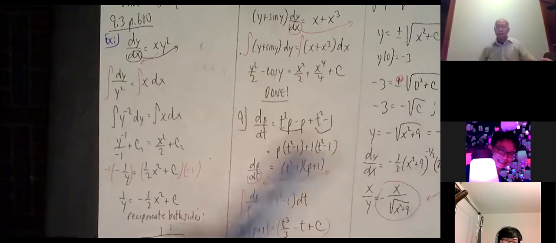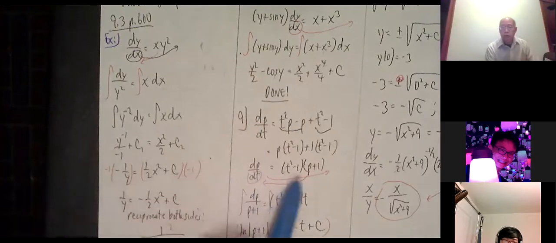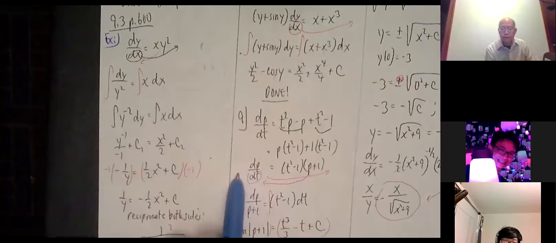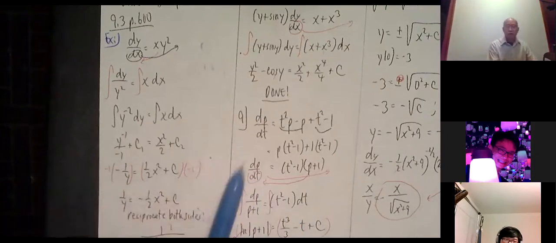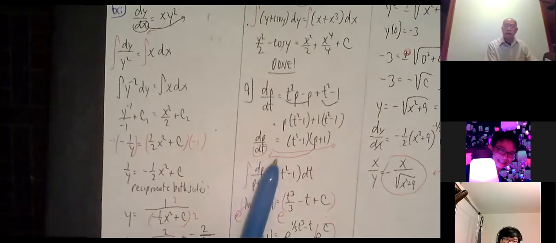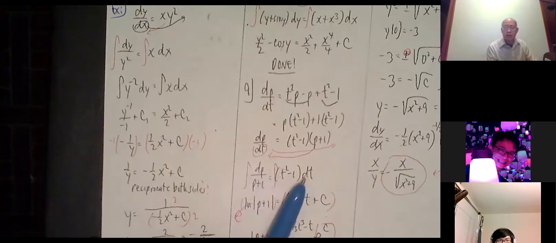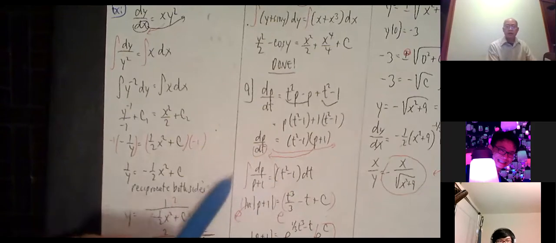Now I can separate. Okay, so p is like y, so I'll put it all over here. So divide by p plus 1, multiplied by dt. Right, so multiply by dt, it comes here. Divide by p plus 1, it comes here. So I have dp over p plus 1 equals the integral, equals t squared minus 1 dt. So all the p's on the left side with dp, all the t's on the right side with dt. Okay, then I integrate both sides.